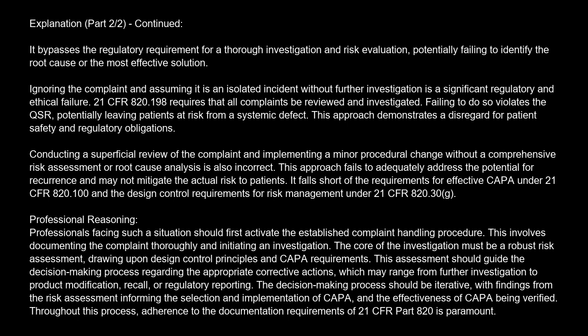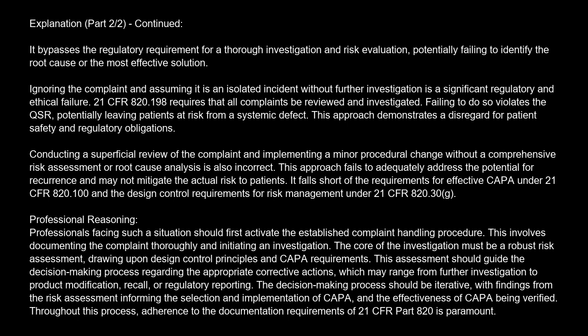Conducting a superficial review of the complaint and implementing a minor procedural change without a comprehensive risk assessment or root cause analysis is also incorrect. This approach fails to adequately address the potential for recurrence and may not mitigate the actual risk to patients. It falls short of the requirements for effective CAPA under 21 CFR 820.100 and the design control requirements for risk management under 21 CFR 820.30(g).